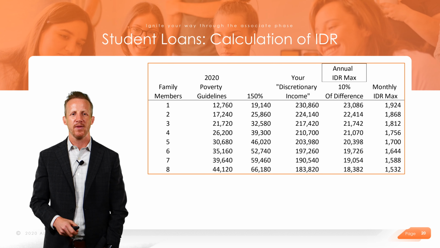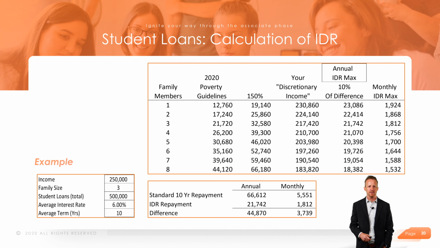Let's look at an example. Your income is $250,000. You have a family size of 3, so you're married and you have 1 child. Your student loans are $500,000, and your average interest rate is 6%. You might have multiple rates, but let's just say it's 6%. Or if you consolidated your student loans, it takes the weighted average of all of your loans into the consolidated loan and you have a single rate. Let's say it's 6%, and the term is 10 years.